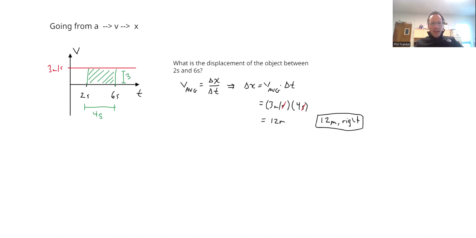So this rectangle has some area, and notice that the area is equal to the height times the width, where the height and the width have the units that I'm plotting on the horizontal and vertical axis. Well, this is just 12 meters, of course.